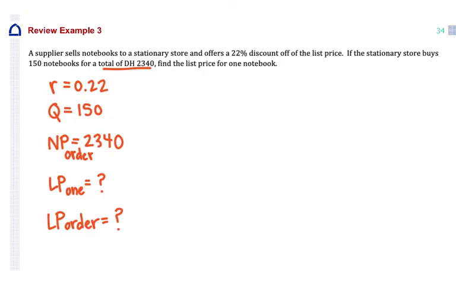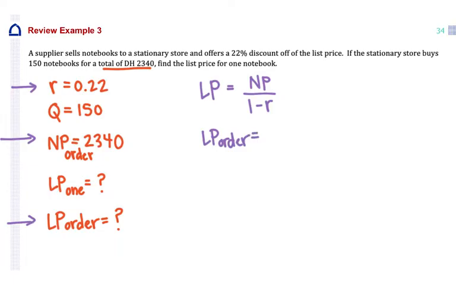So the useful things here are the discount rate and the net price of the order, and we want to find the list price of the order. So this formula will be that the list price is the net price divided by 1 minus the discount rate. So the list price of the whole order in this case is the net price of the order, $23.40, divided by 1 minus the discount rate. Okay, so we get that the list price of the whole order was 3,000 dirhams.